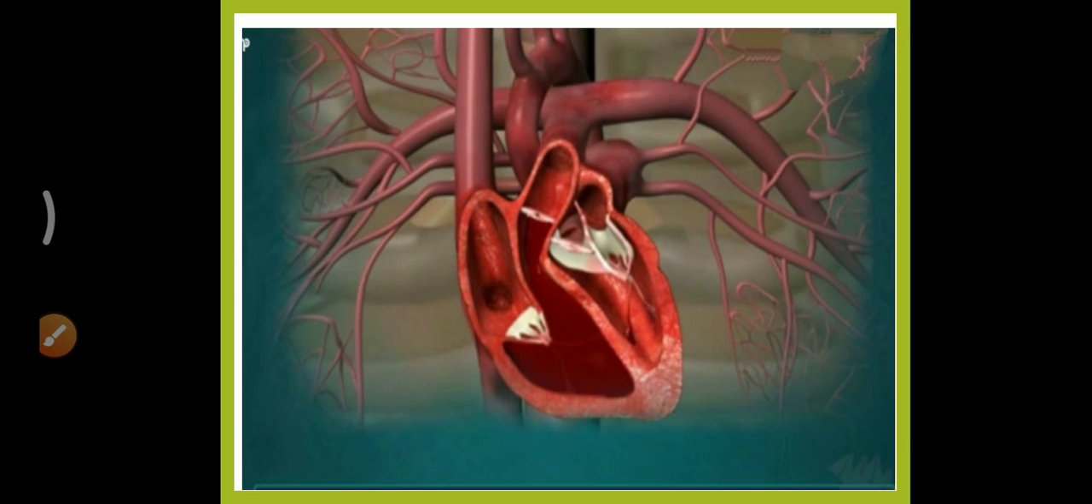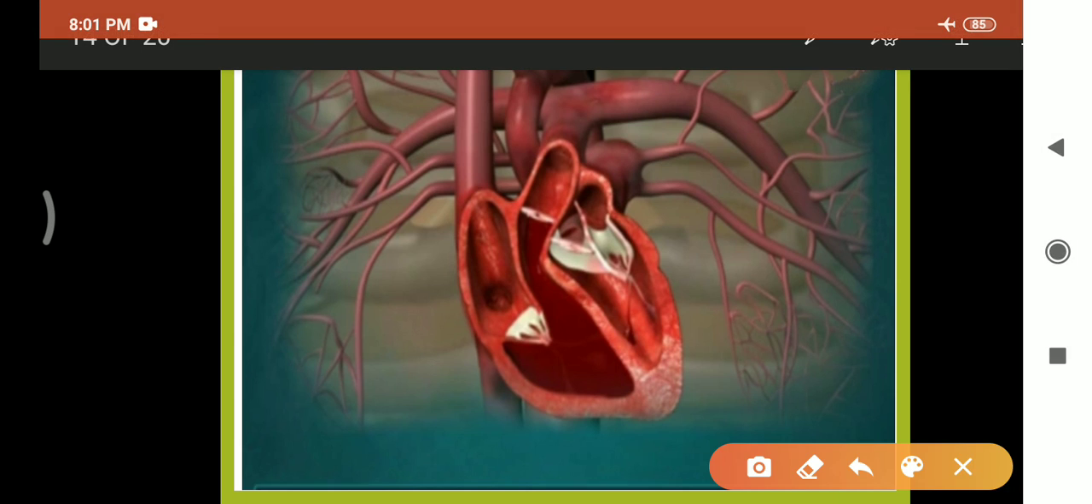When the right atrium expands, the right ventricle gets filled and then it contracts. After the contraction of the right atrium, the right ventricle gets filled with blood. So what happens here? You can see in the first slide the right atrium filled with blood and expanded. When it contracts, here there is the valve.